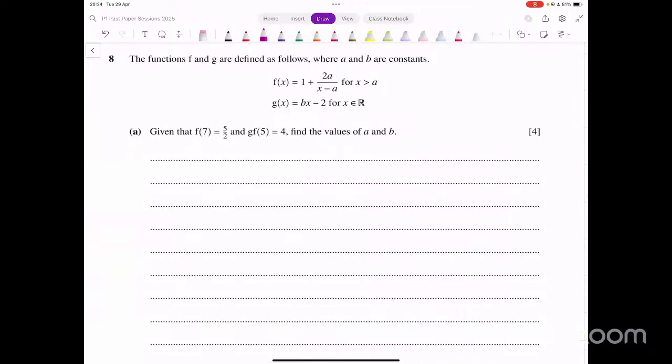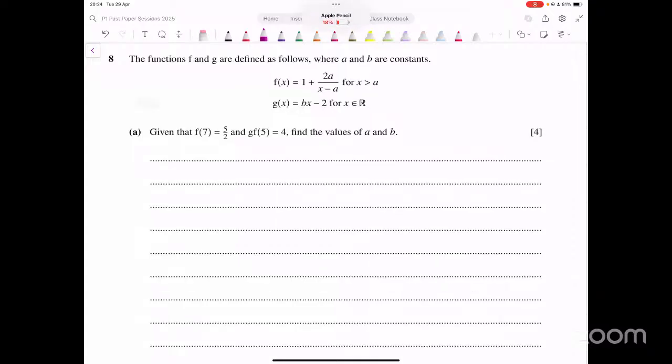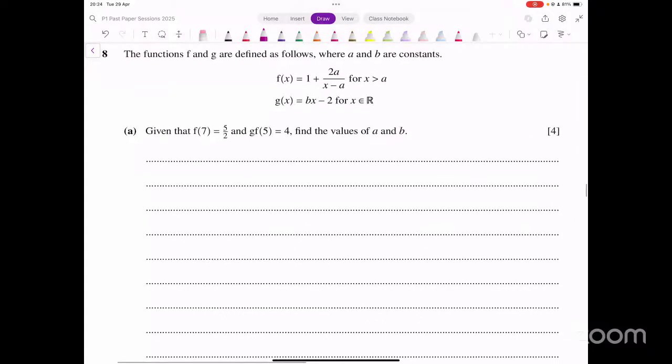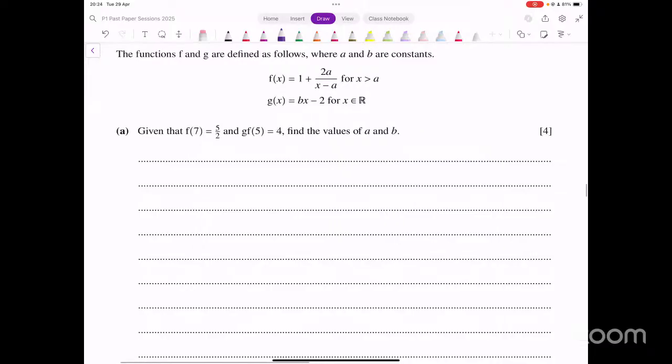Okay, so it says the functions f and g are defined as follows, where a and b are constants. F of x is equal to 1 plus 2a over x minus a for x greater than a. G of x is bx minus 2 for x being all real values. Given that f of 7 is equal to 5 over 2, gf of 5 is equal to 4. Find the values of a and b.